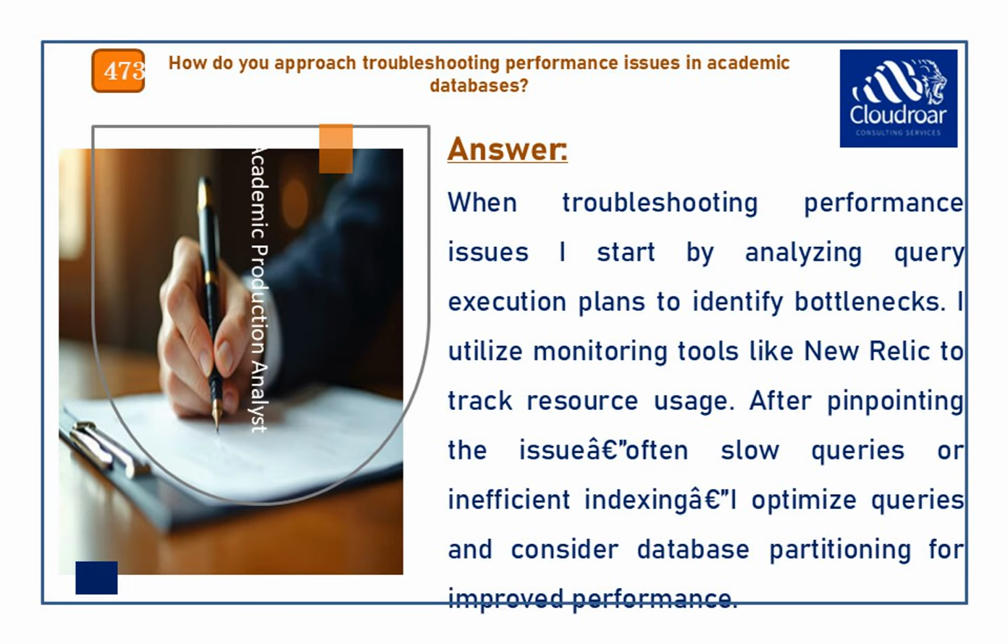Question 473. How do you approach troubleshooting performance issues in academic databases? When troubleshooting performance issues, I start by analyzing query execution plans to identify bottlenecks. I utilize monitoring tools like New Relic to track resource usage. After pinpointing the issue, often slow queries or inefficient indexing, I optimize queries and consider database partitioning for improved performance.